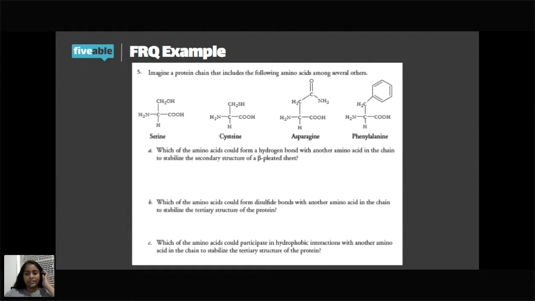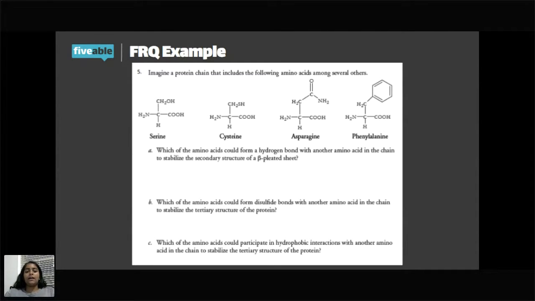The last question is, which of the amino acids could participate in hydrophobic interactions with another amino acid in the chain to stabilize the tertiary structure of the protein? And so the last amino acid is obviously the answer, phenylalanine. And to explain that, in the R group, you see that there is a bonded carbon, or like a fused carbon ring.